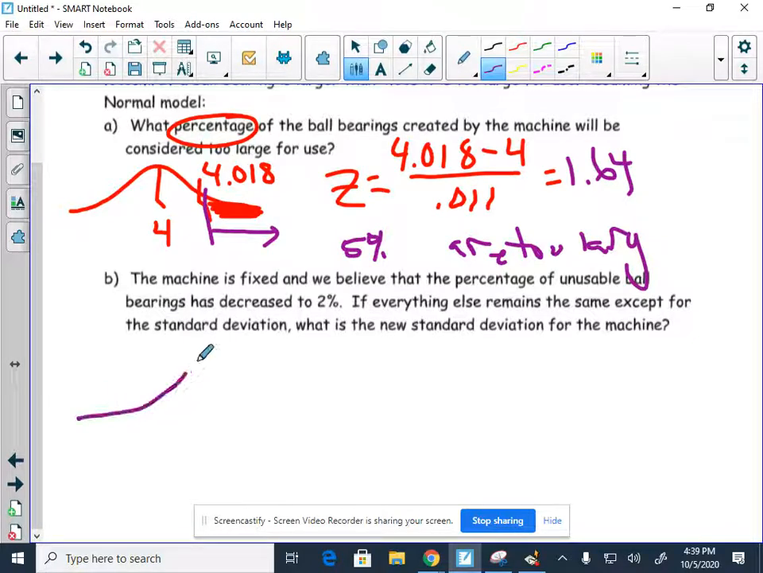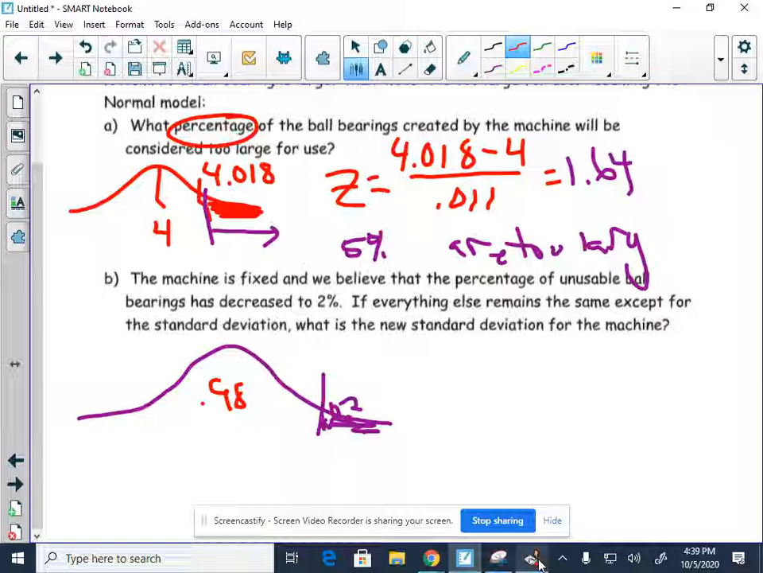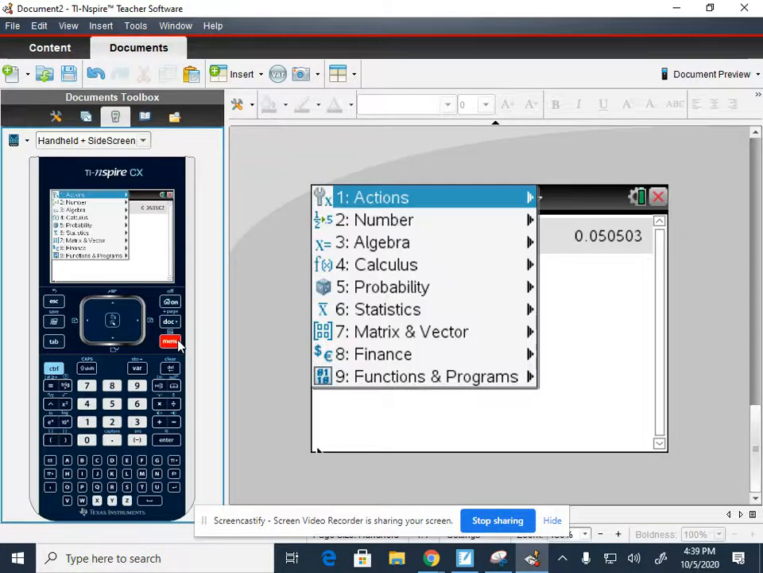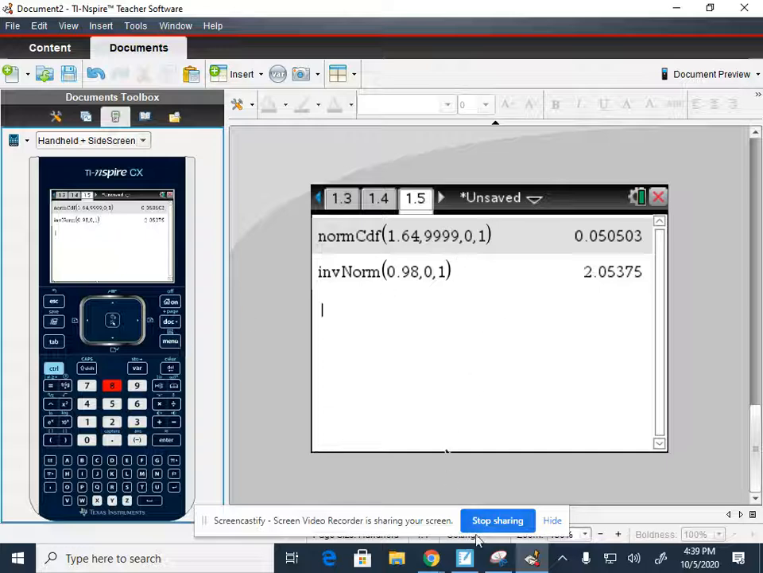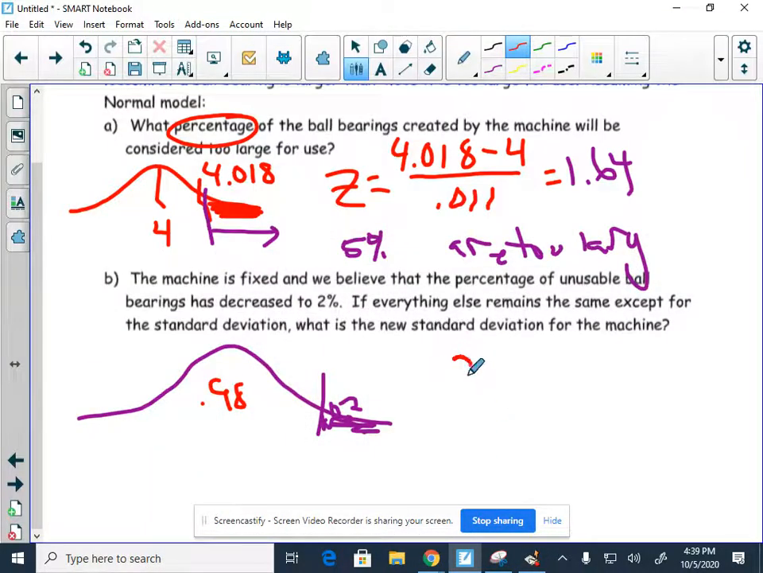Next, the machine is fixed, and we've changed the amount to 2%. So this up here is 0.02. Okay, everything else remains the same. What does that mean? Okay, this one is real common that I put on the test. There'd be 98% of the curve down here. So first, I'm going to find this value of 98%, and that's a z-score of 2.05. So that's my z-score.